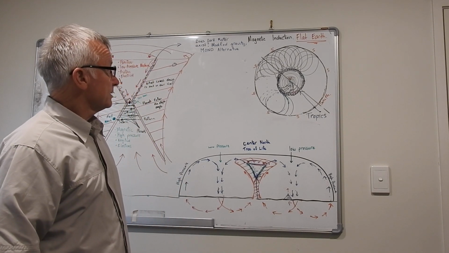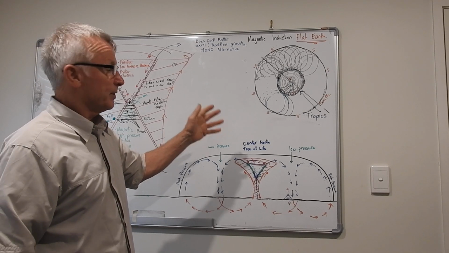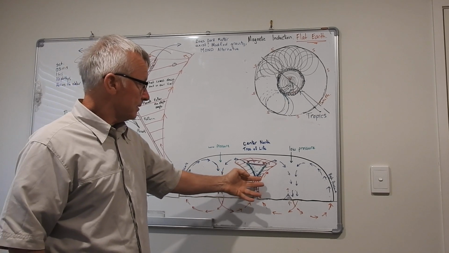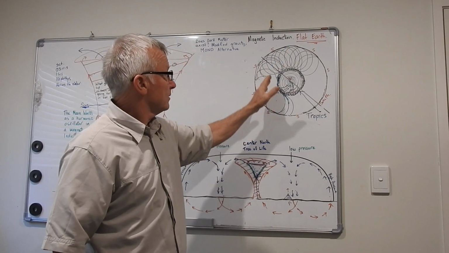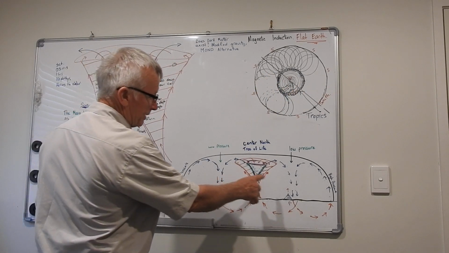Real science, stating the truth about the world we live on. We don't live on a globe, it's flat. There's the model. There's a cross section of our flat earth there. This is the magnetic field flow.